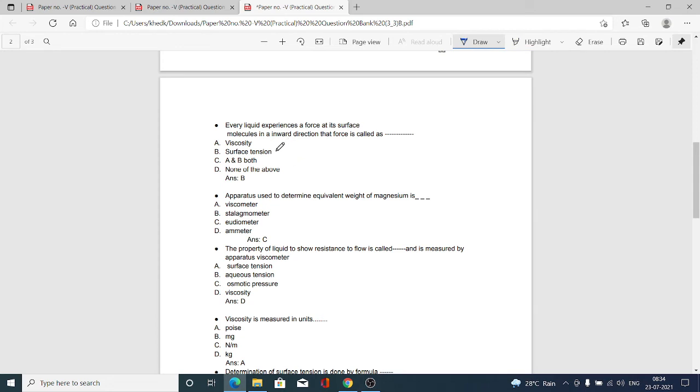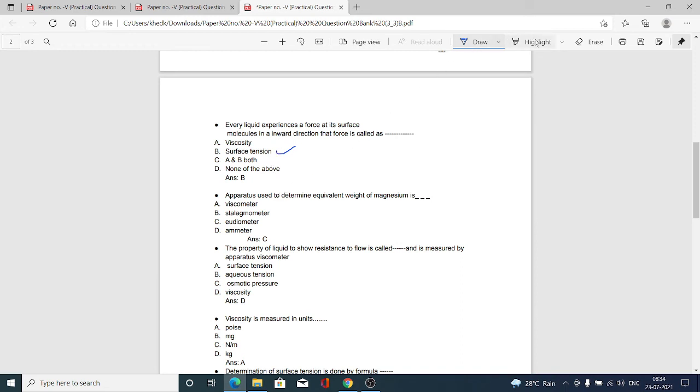Why is it so? Because whenever the liquid molecules are present at the surface of the liquid, those surface molecules experience an inward pull. That inward pull or force is called the surface tension, and hence the surface tension option is the correct one.